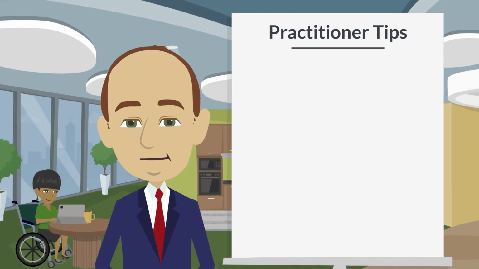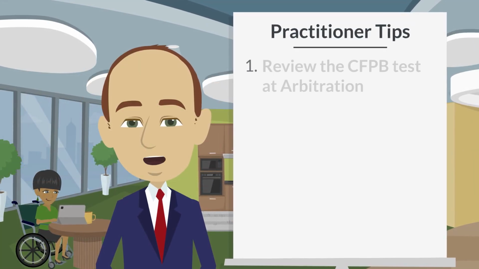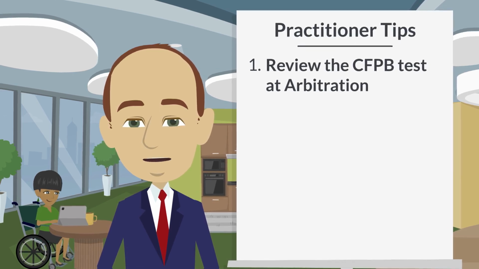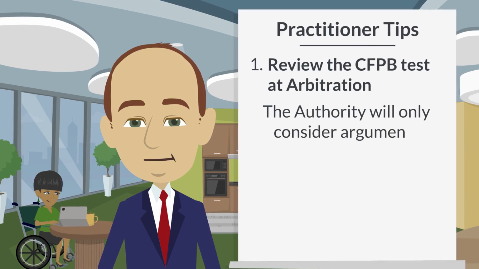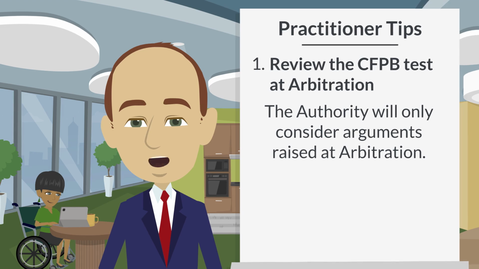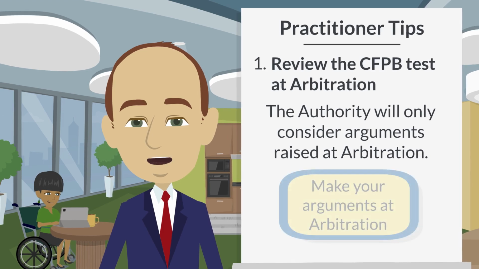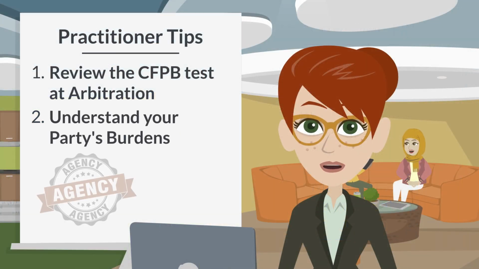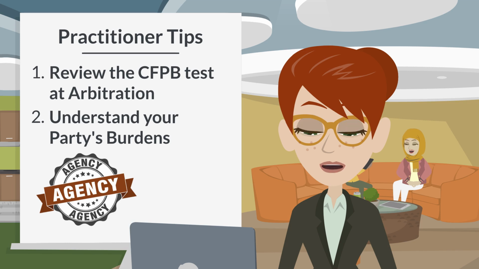Some tips for practitioners. Think about this test when litigating cases at arbitration. As we said earlier, the authority will not consider any management rights arguments you could have raised but didn't raise at arbitration. So make the arguments there. Understand your burdens. If you're an agency representative, think about whether the union's or arbitrator's interpretation of the contract or any requested or awarded remedies would conflict with management rights. And if you think they would, argue that.